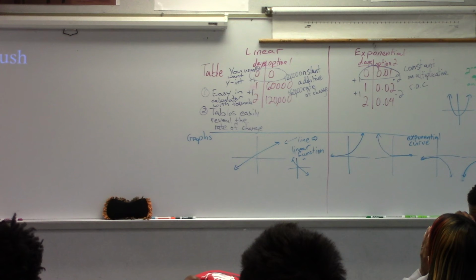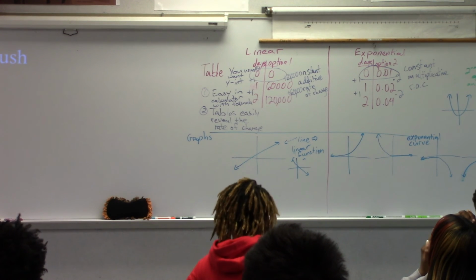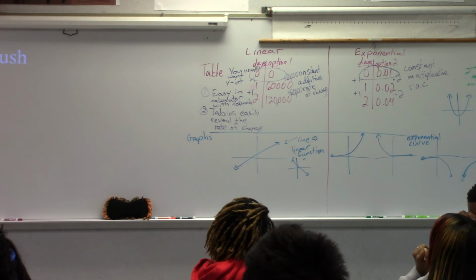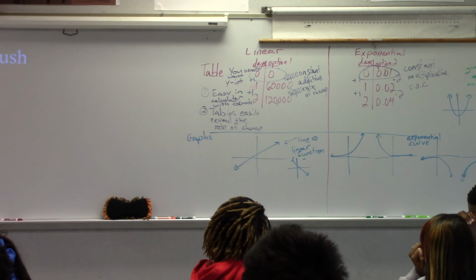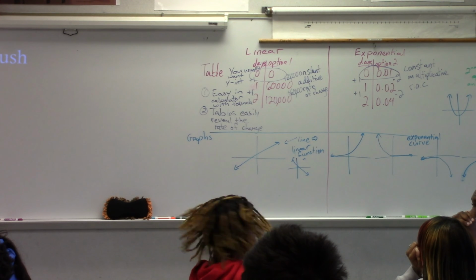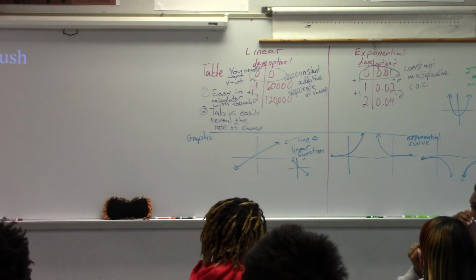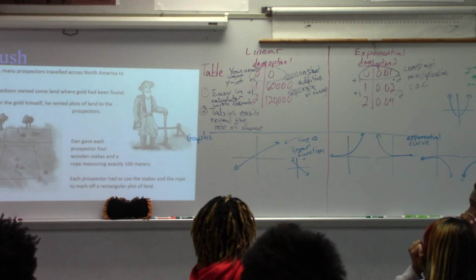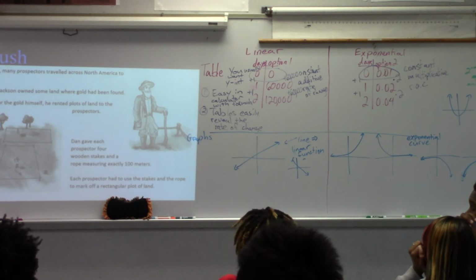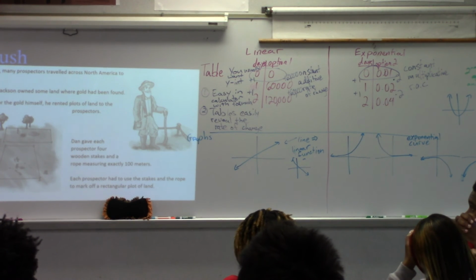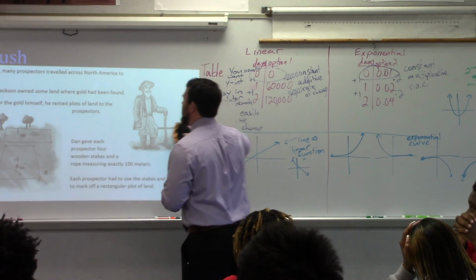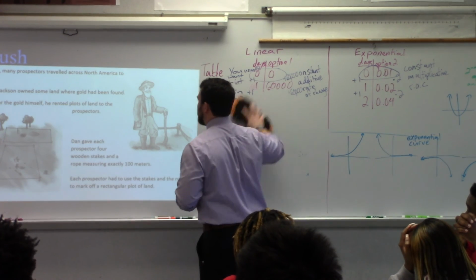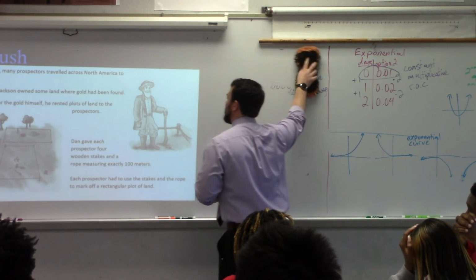So, yeah, rushing out to California. And so a lot of times you would have to dig for that gold, or there was pan mining for gold, I believe, where you take a pan, you dip it in the water, and you sift around trying to find flakes of gold and stuff like that. Well, here's the thing. That takes a lot of work, right? So, in this context, in the 19th century, many prospectors traveled across North America to search for gold. A man named Dan Jackson owned some land where gold had been found. Instead of digging for the gold himself, he rented plots of land to the prospectors.